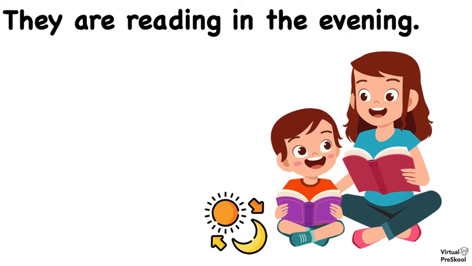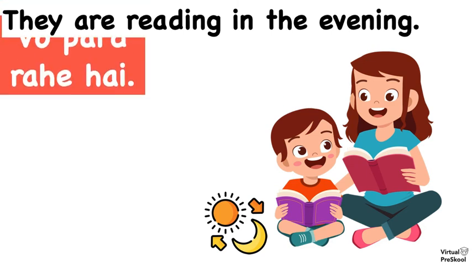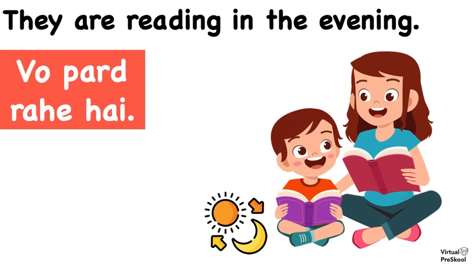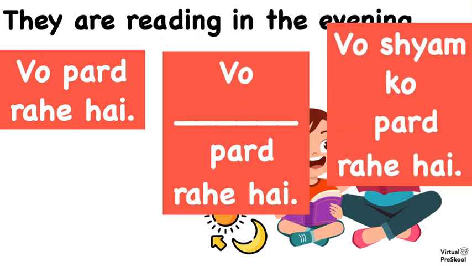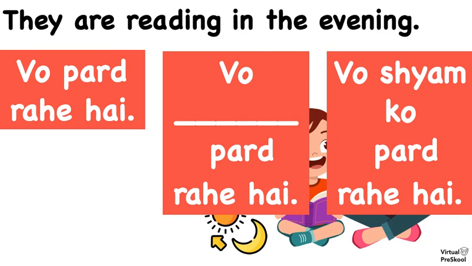They are reading in the evening. They are reading. How do we conjugate that? वो पढ़ रहे हैं. In the evening is शाम को. So we put that in the blank line and our sentence becomes वो शाम को पढ़ रहे हैं.